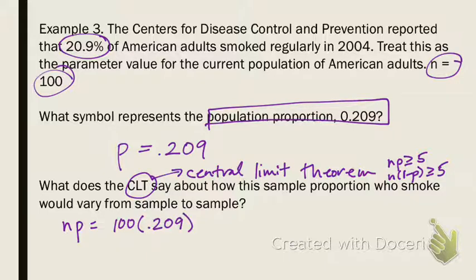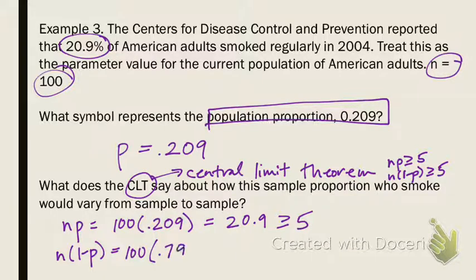Shut up. And what do you get? I got it. If you're multiplying anything by 100, what does it do to that decimal place? Moves it over. And then n times 1 minus p is 100 times 0.791.